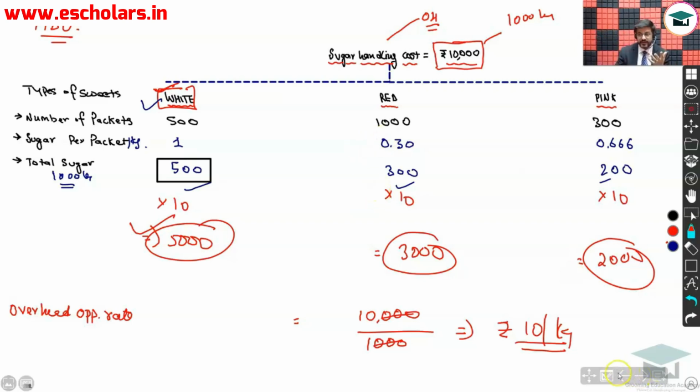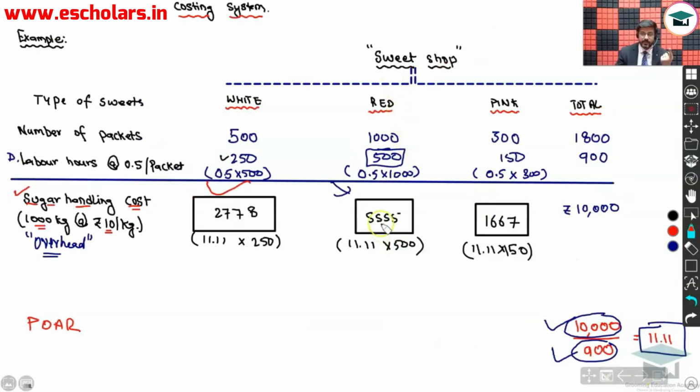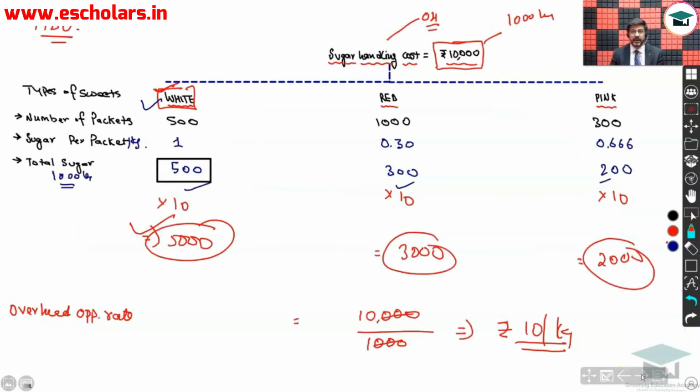Now focus on product red, the sweet red. How much under the old system? 555. So your product red, I think, was the costliest for you. Correct? However, under the ABC system, only 3,000 you are giving to red. So automatically the cost of sweet red will decline. This sweet red will become more competitive in the market because its cost has declined. Automatically the selling price will also decline. Now the last sweet, pink, 1667, under ABC 2000, almost the same, so that's fine. So that is the purpose of activity based costing system.